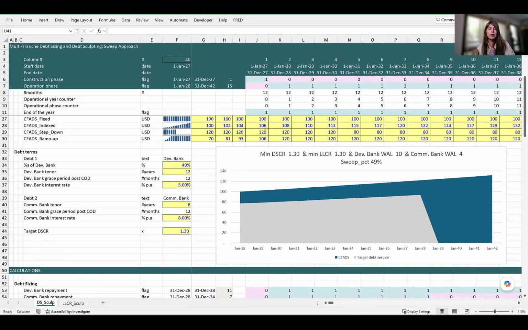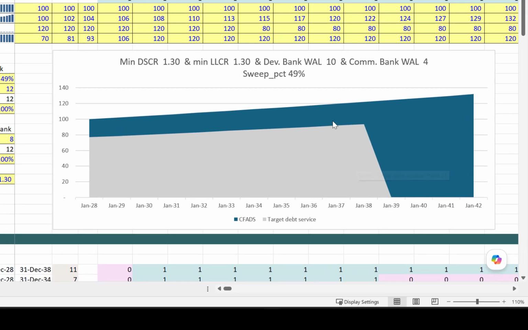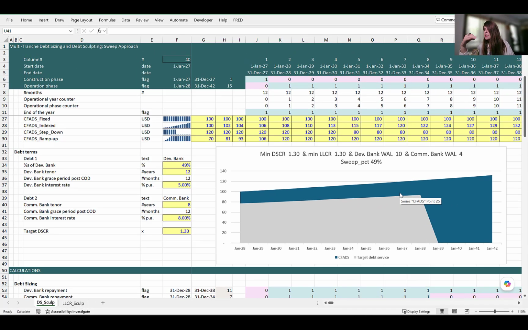So now here in step 2, that's where things get more interesting. So we have derived our target debt service. Now what we need to look at is that the commercial bank has 8 years tenor, right? And the Development Bank has 12 years tenor. So there are 2 distinct phases.